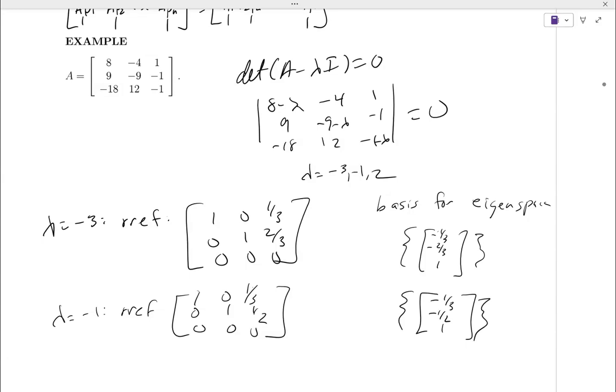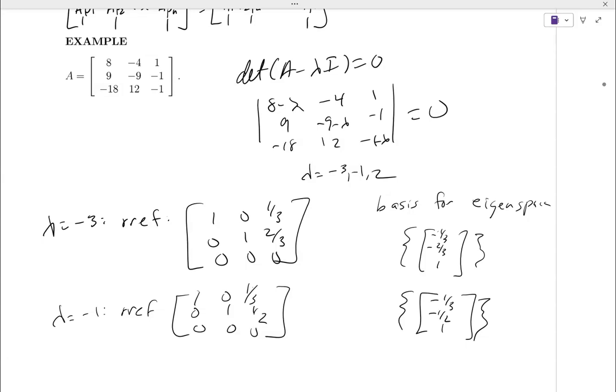1 works as a basis. Or again, if you wanted to clear your fractions, multiply by 6 and get -2, -3, 6. Your choice. You can leave it as fractions or you can clear them. Or you can make new fractions. Doesn't matter. It's okay?